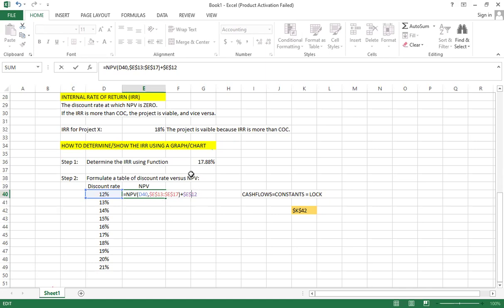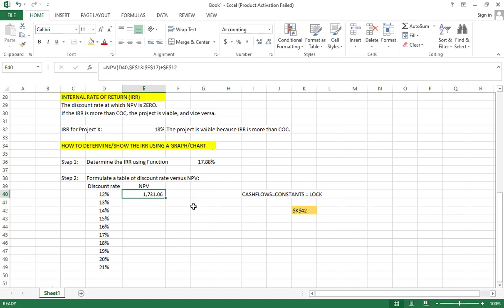So that way, I have locked the cash flows, which are constants. And class, hoping you have done that, I will press enter so that we go back to the figure that we had before. So I'll press enter. It takes us back to the figure that we had before.